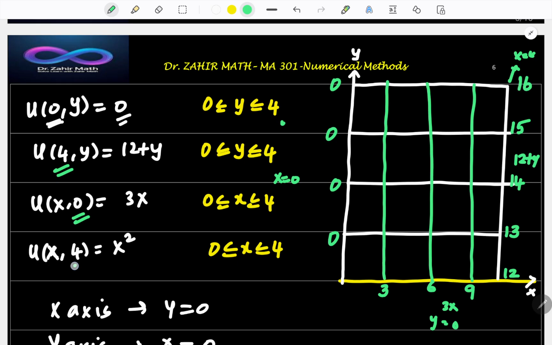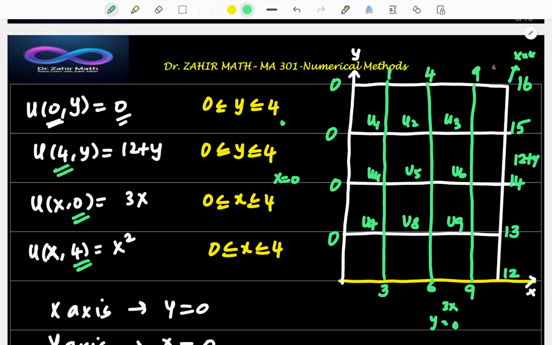And the next one is when y is equal to 4, the top line is x square. So when x is equal to 1, this is 1. When x is equal to 2, this is 4. When x is equal to 3, this is 9. x is equal to 4, this is 16. Okay, finished. So we're going to call these u1, u2, u3, u4, u5, u6, u7, u8, u9, because the rest are the boundary values. So all these 9 points I'm going to calculate.